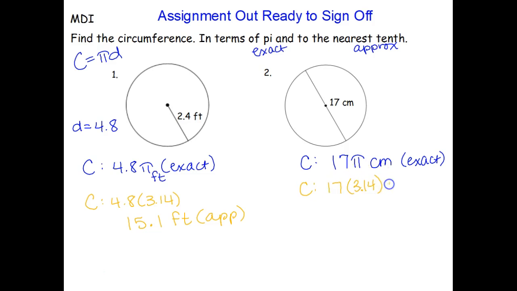And then for the approximate, we're going to take out the pi, and we're going to put 3.14 in its place. So 17 times 3.14 gives us 53.38, which I'm going to round to 53.4. And make sure that you have your labels. That's approximate.